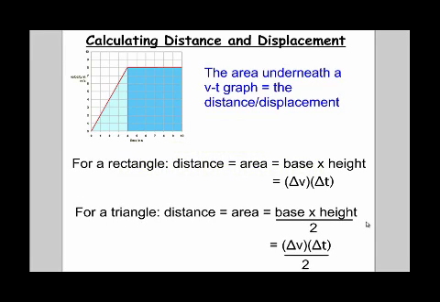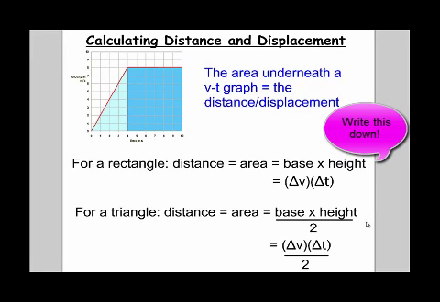Okay, the other thing we can do with velocity time graphs is calculating distance and displacement. This is a little different than anything we have been doing with graphs before. What we're going to do is use the area underneath a graph to calculate the distance or displacement. So remember, area is just kind of a measure of the base times height. So how much area is it covering?